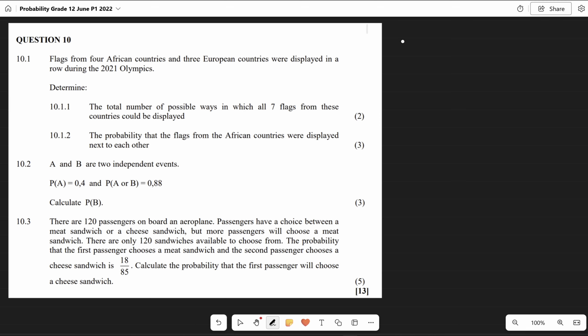Hello guys and welcome to the Maths and Science Corner once again, and today we're going to be doing probability from mathematics paper 1. So without wasting any time, let's just get straight into it.